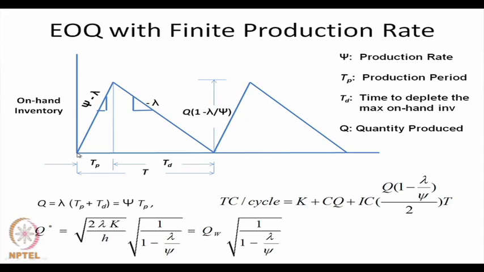So, when to order is when on hand inventory comes to 0, and how much to order is Q star, which is equal to Wilson's lot size formula into 1 divided by root over 1 minus lambda by psi.